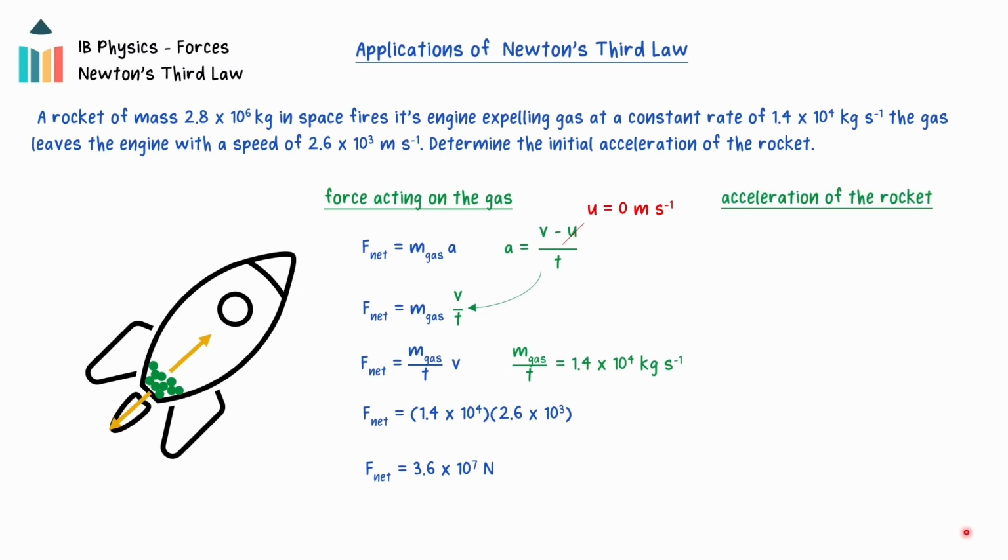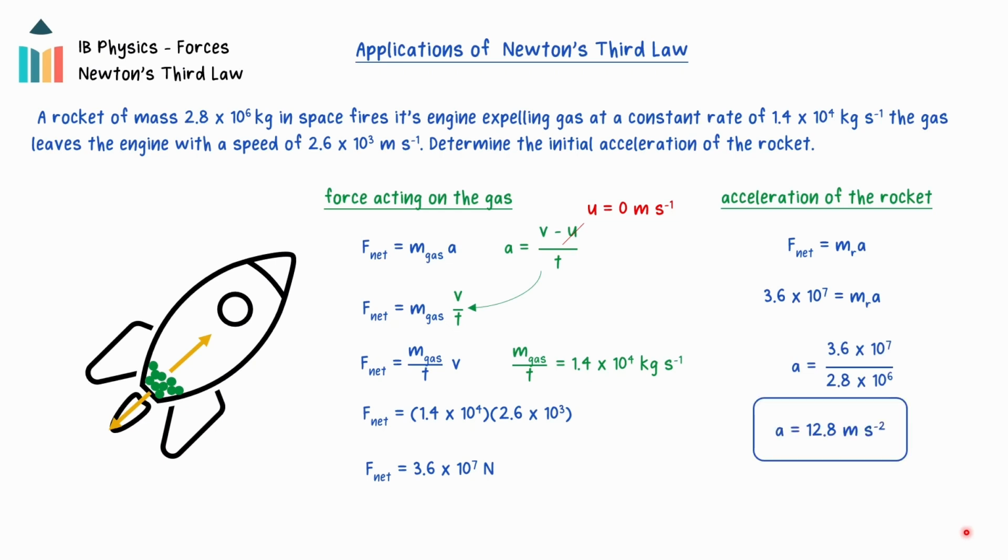According to Newton's third law, the force of the rocket on the gas will be equal in magnitude to the force of the gas acting on the rocket, so the net force calculated for the gas will equal the net force acting on the rocket. Substituting the known mass of the rocket, we can now solve for the acceleration of the rocket, 12.8 meters per second squared.